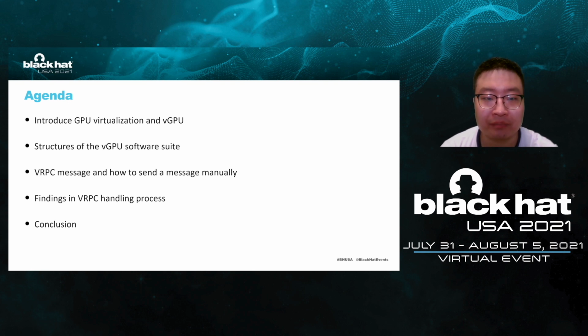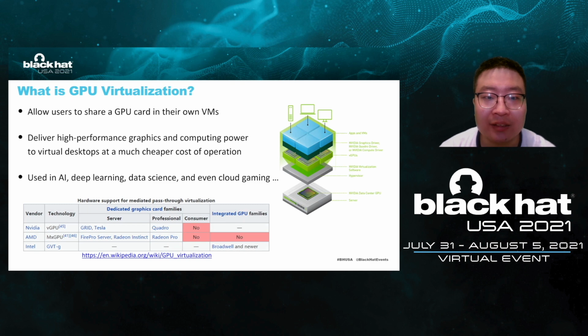Here we go. Let's start by introducing GPU virtualization. GPU virtualization technique allows users to share a GPU card among their own VMs. It is used in various applications such as desktop virtualization, cloud gaming, and computational science. It generally involves one or more techniques such as device emulation, API remoting, fixed pass-through, and mediated pass-through.